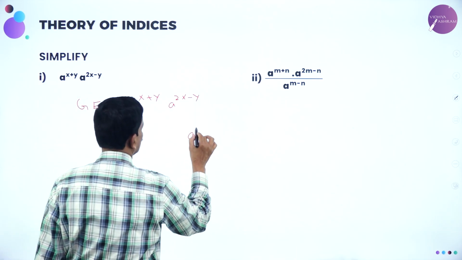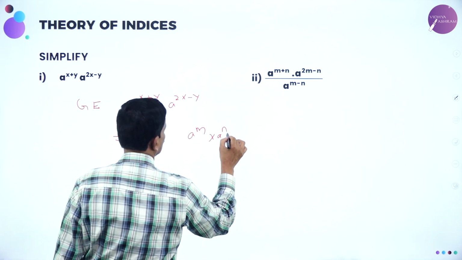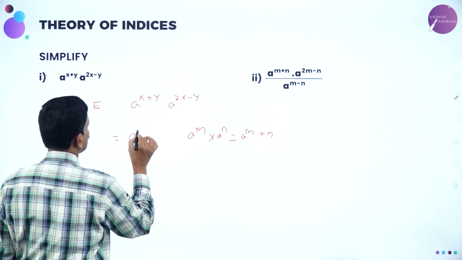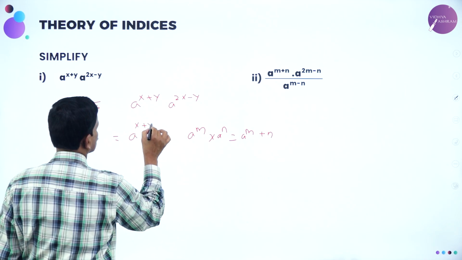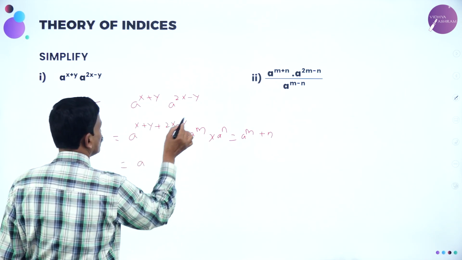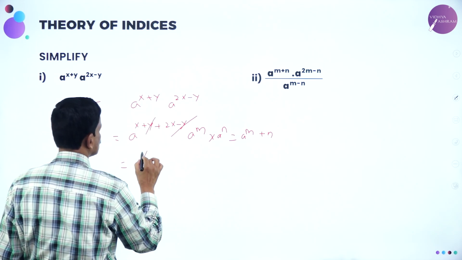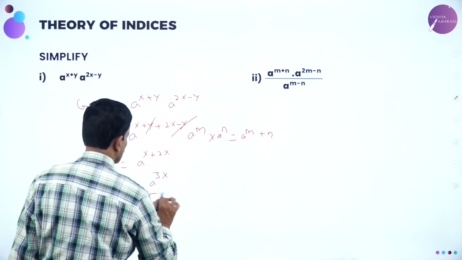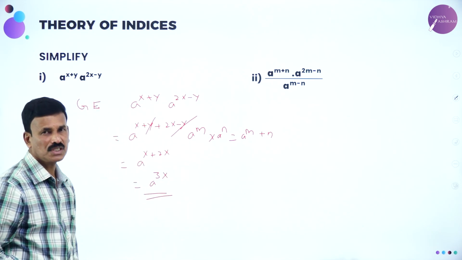This is using law of indices. a raised to m into a raised to n is a raised to m plus n. This is a to the power of x plus y plus 2x minus y. This is a to the power of, minus y plus y gets cancelled. x plus 2x is a to the power of 3x. That's it. a to the power of 3x.